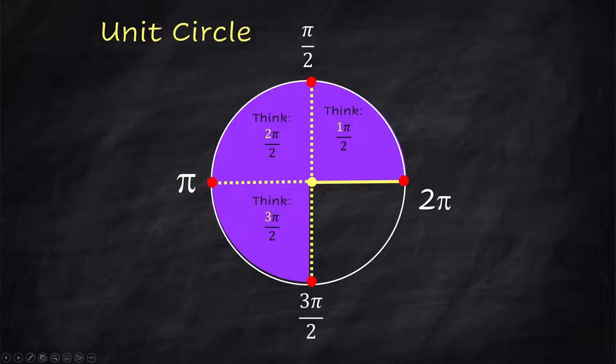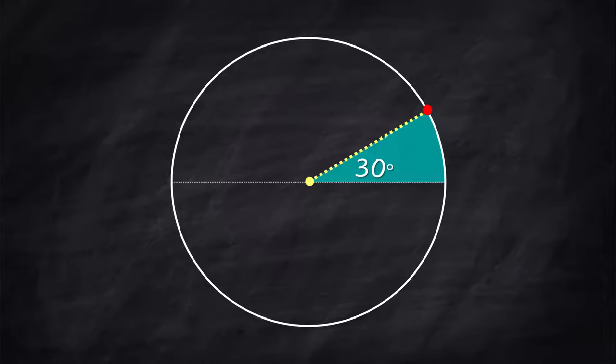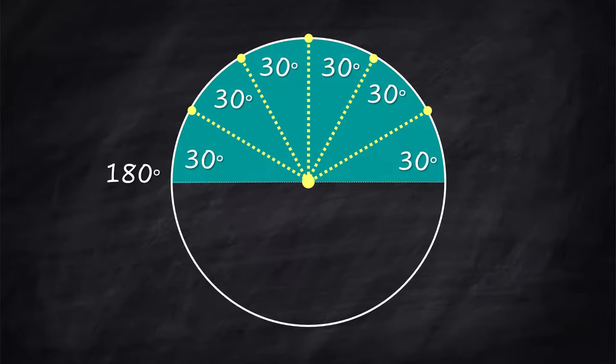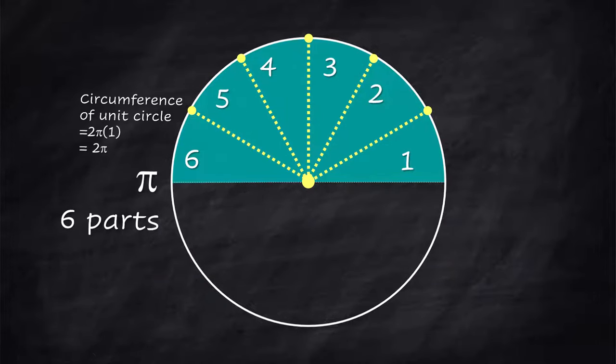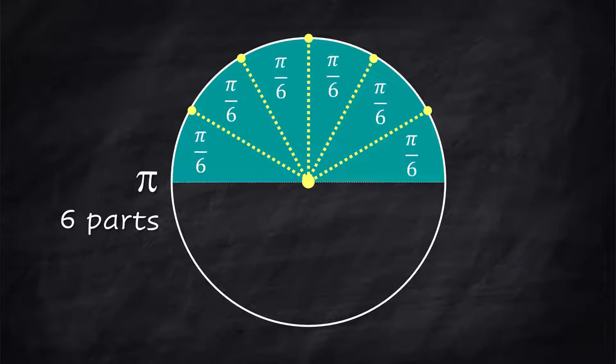All right, let's find the rest of the points. We're going to start with this 30 degree angle. And I want you to think about this. You know that this is 180 degrees. And so this whole top part has how many 30 degree angles in it? It has 6 of them. So that means pi is split into 6 parts. Well, that means each one of these little sectors is pi over 6.